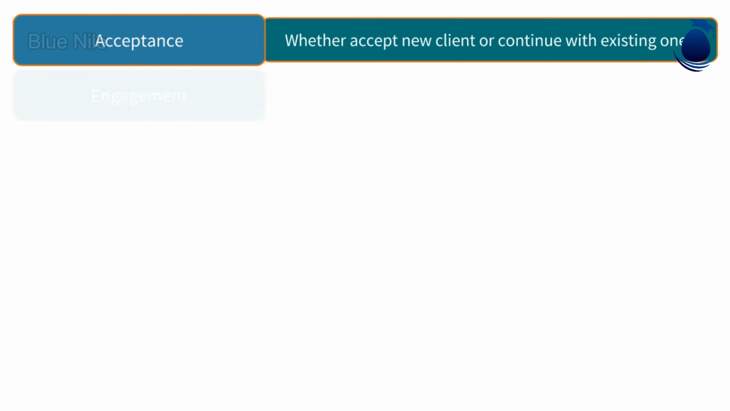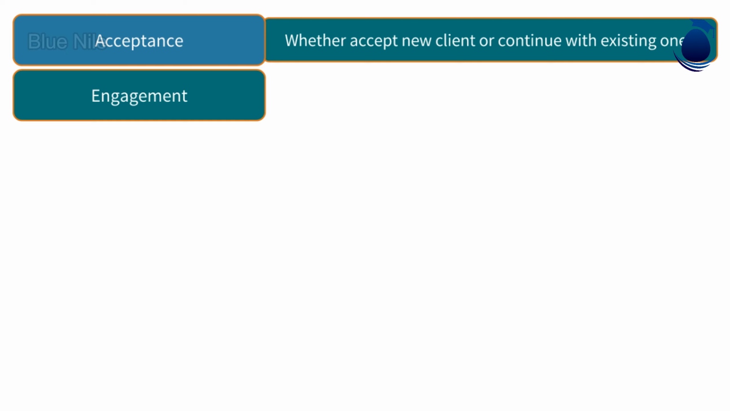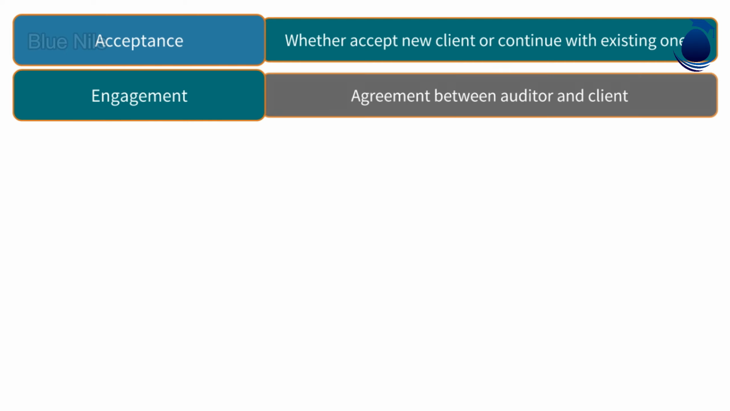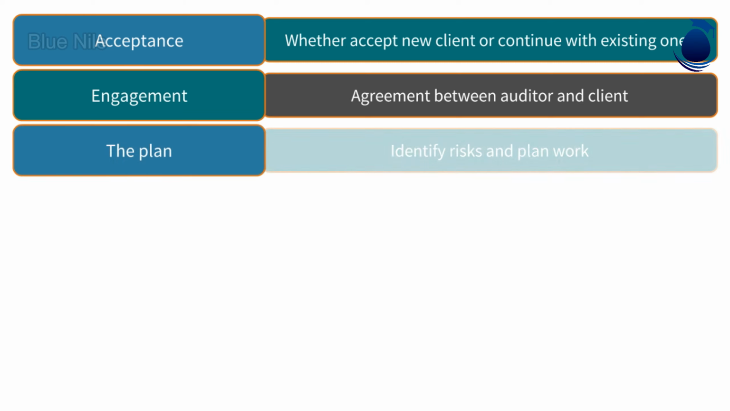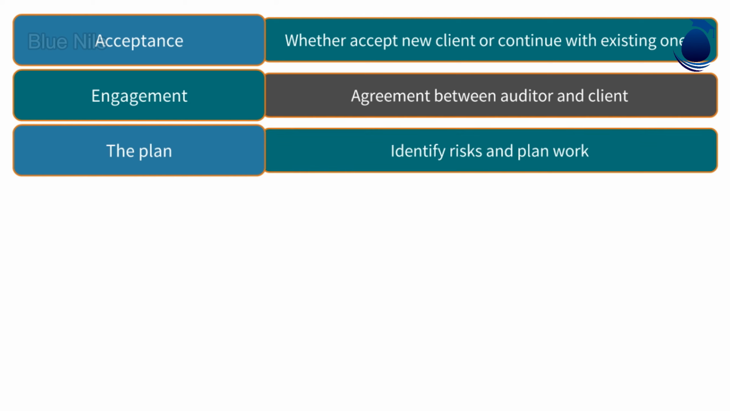Step 2. Engagement. If they are happy to continue the external audit work, they will need to ensure an agreement is in place between the client and the auditor. This is known as the engagement letter. Step 3. The plan. Once the agreement is in place, the auditor must then carefully plan the audit and identify any risks and other issues that need to be managed during the audit.